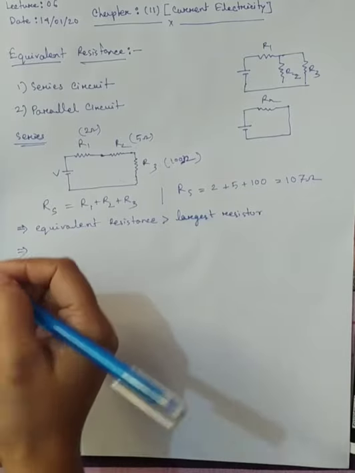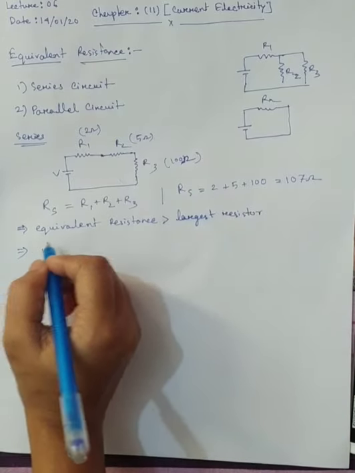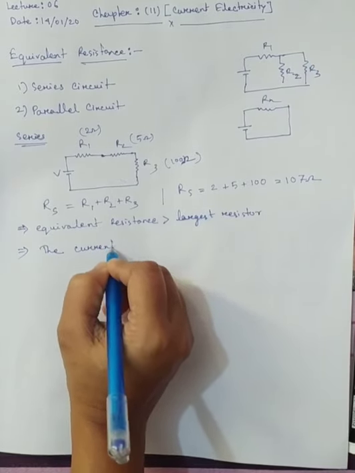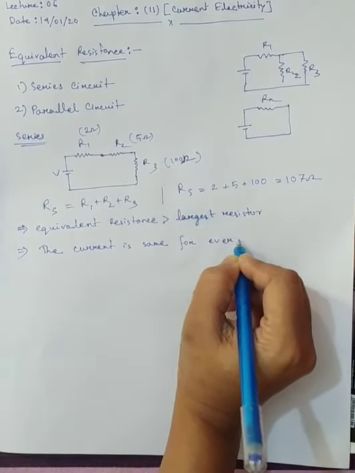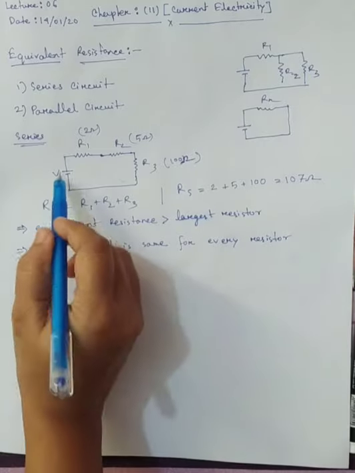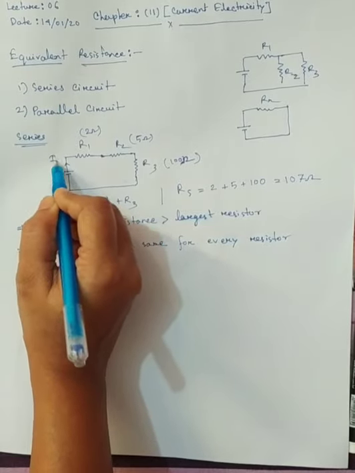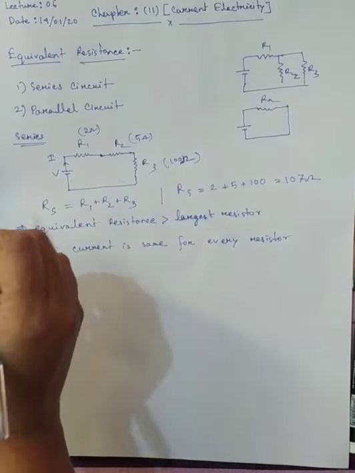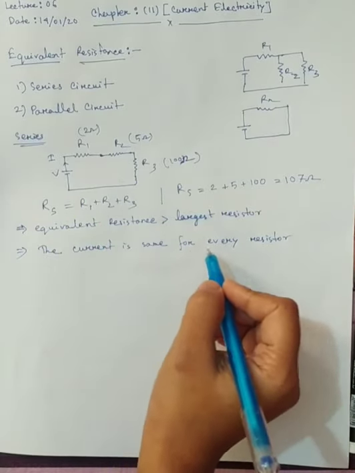Another most important point for series combination is that the current is the same for every resistor. This is a very important point. The current is the same for every resistor. For example, for this voltage source, a current will try to pass through the circuit, and that is denoted by I, the total current of the circuit. As all the resistors are in series connection, the current will go on a single path. That's why the current will be the same for every resistor.